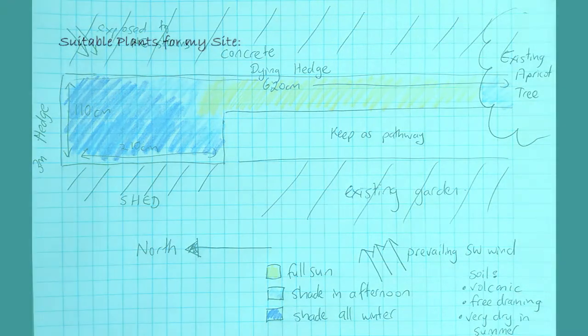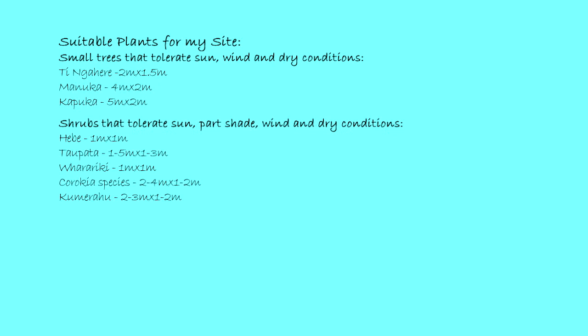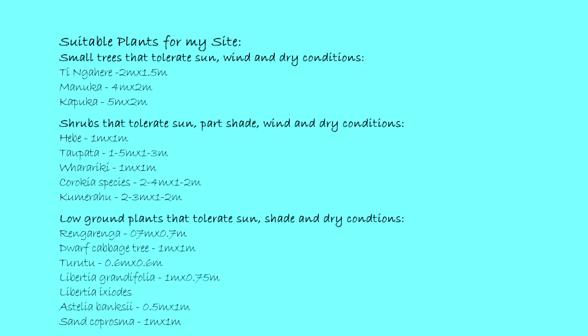Once you know what your site is like, now you can start to choose appropriate plants. So in my case, I'm looking at small trees that don't provide too much shade to the veggie garden, that can tolerate sun, wind and dry, as well as shrubs that can tolerate those things, and also a bit of part shade because I want to have things that can go down in that area that's shaded in the winter. I want some low ground plants because I want to create layers of vegetation to attract all sorts of different species to my garden.